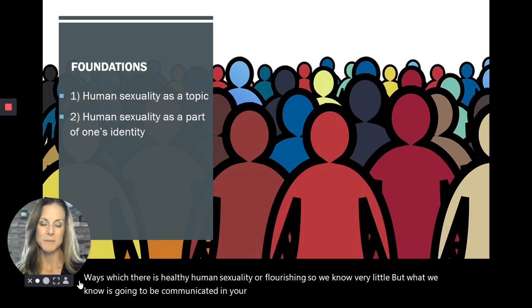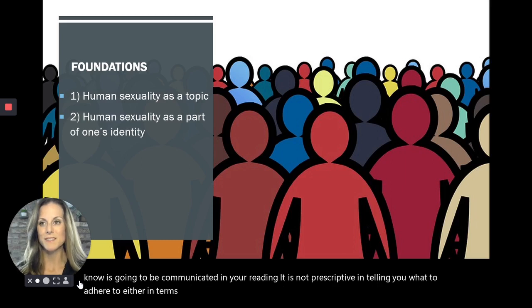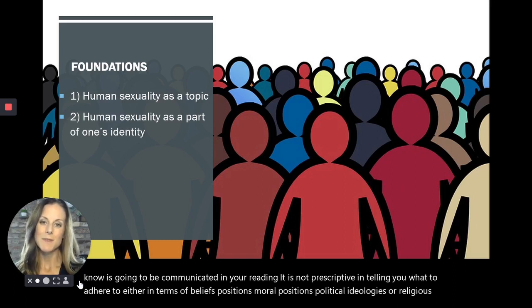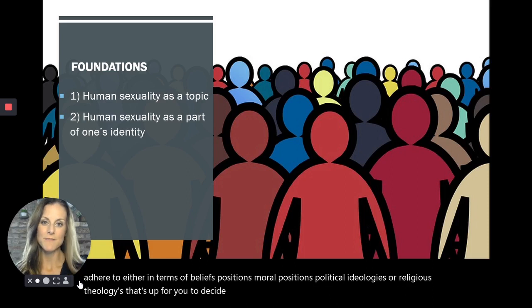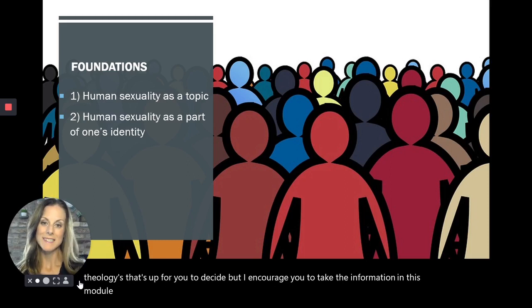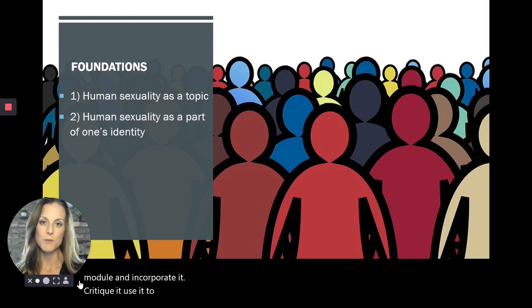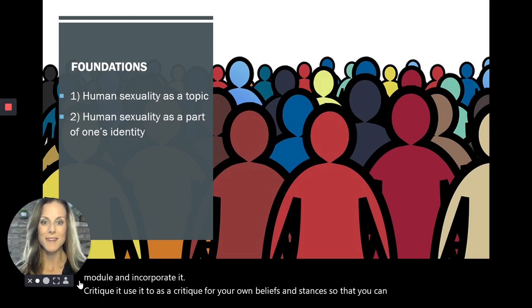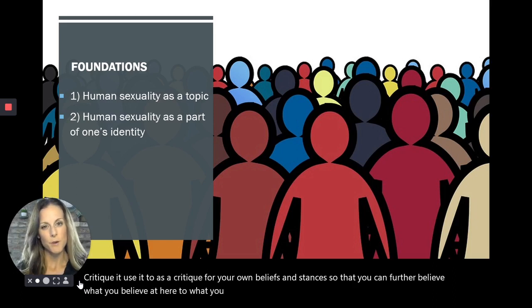It is not prescriptive in telling you what to adhere to, either in terms of beliefs, positions, moral positions, political ideologies, or religious theologies. That's up for you to decide, but I encourage you to take the information in this module and incorporate it, critique it, use it as a critique for your own beliefs and stances, so that you can further believe what you believe, adhere to what you would like, with a firmer grasp, but also a broader understanding.